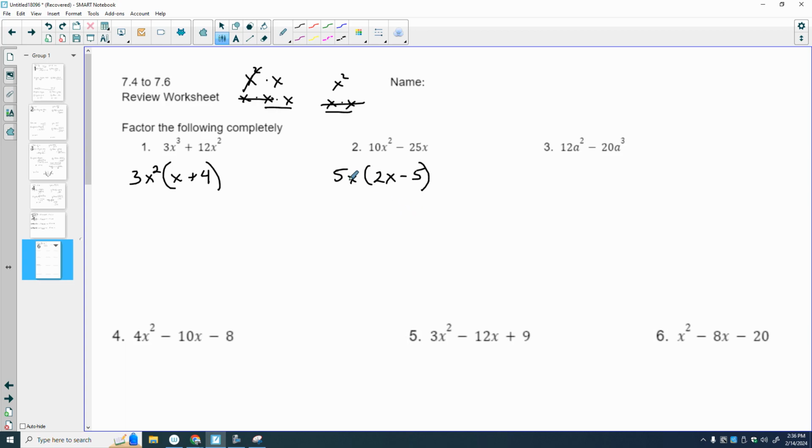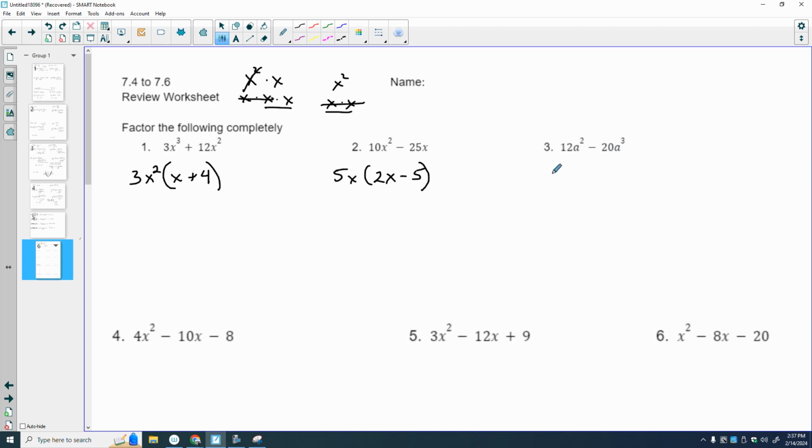Multiply out just to check your work. 5 times 2 is 10. X times x is x squared. Good. 5 times 5 is 25, and the x goes along for the ride. Okay. Hopefully that went better. If you still have a blank paper, hit pause and try this problem.